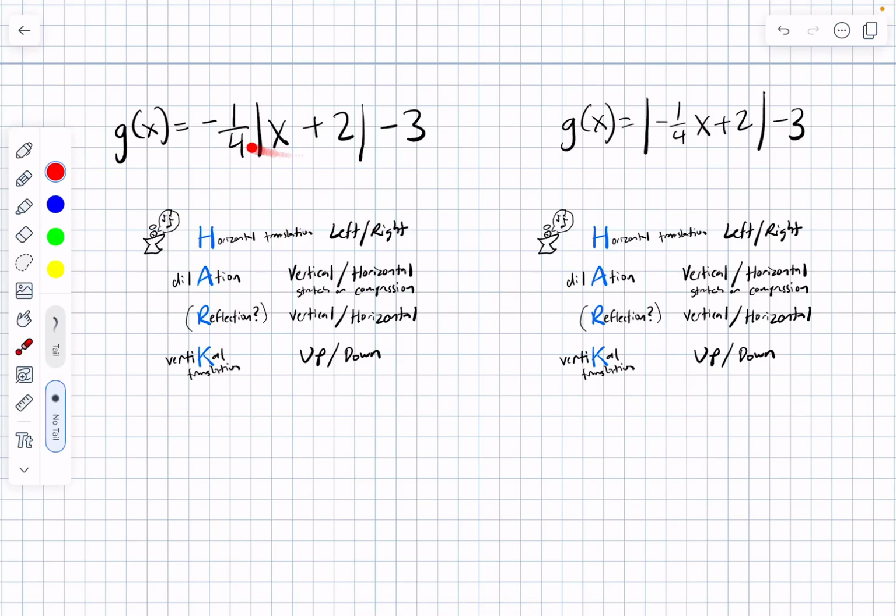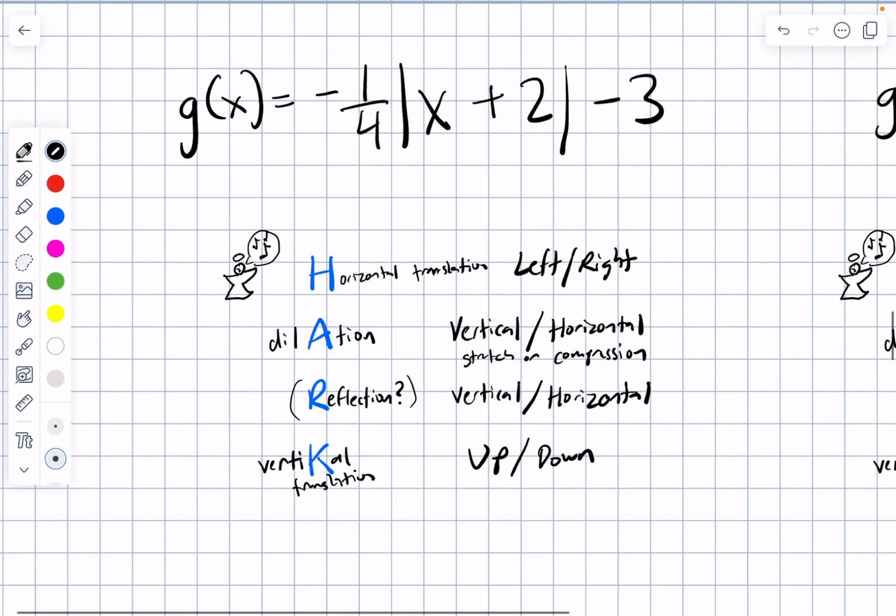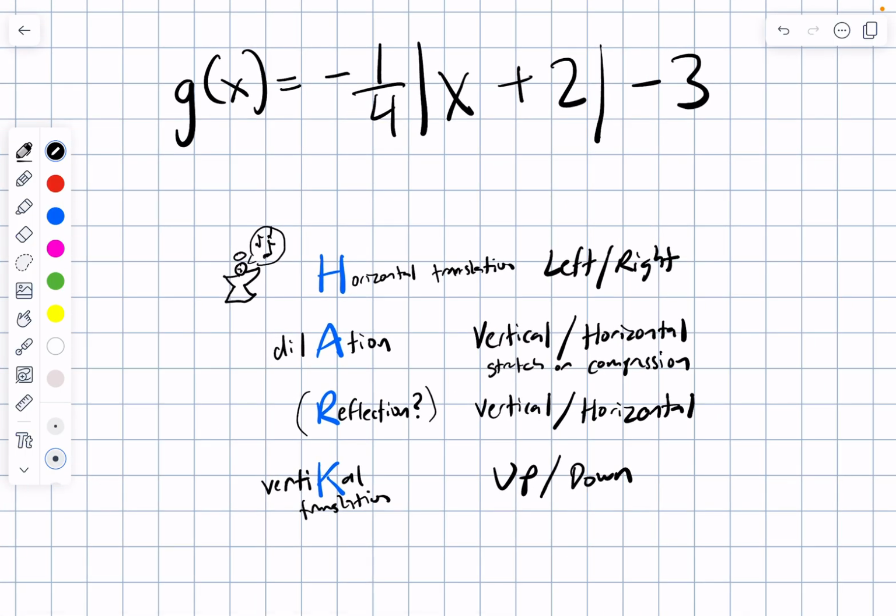Let's look at the difference of these two equations, because they have the same numbers, but the graphs would be very different. We're going to plug in some values after we describe each one with HARC.